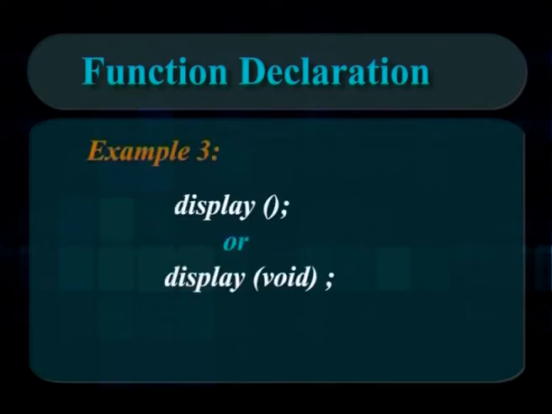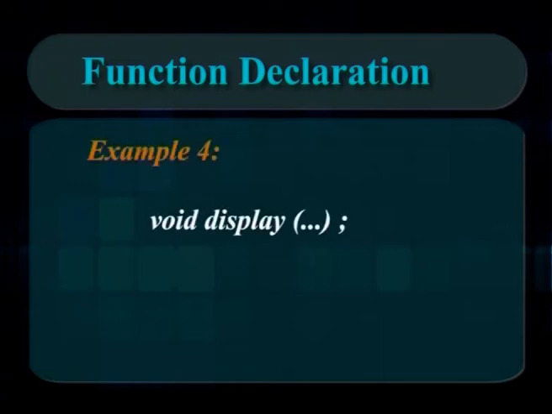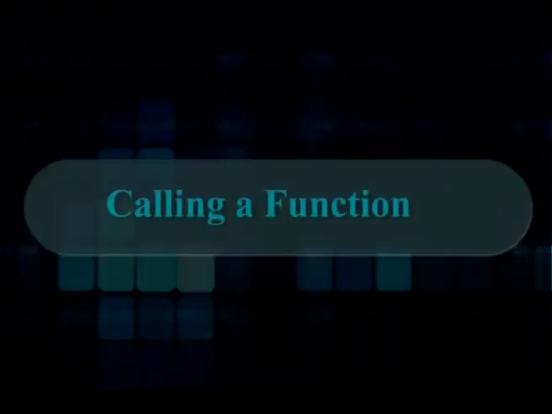Example 3. display() or display(void). Here function contains no argument. Example 4. void display(...). If a function has open parameter list, then use the ellipses in the prototype. Calling a function. Now you have learned how to declare or define a function, but the function has to be connected to the main program. In other words, we can say that main function must call a function.